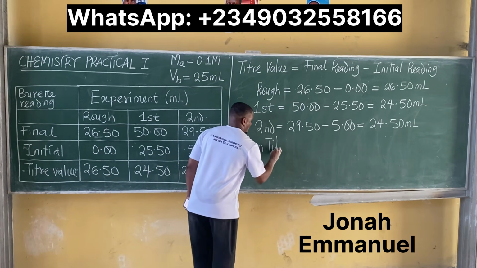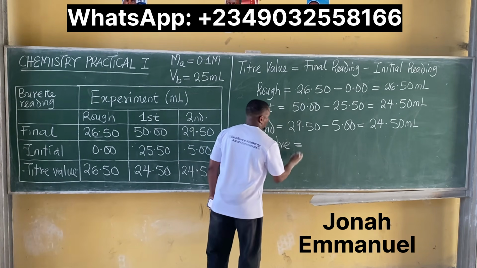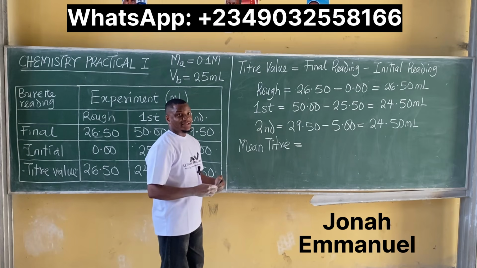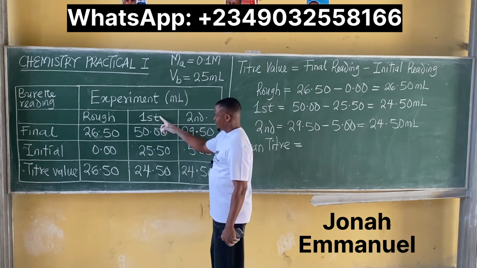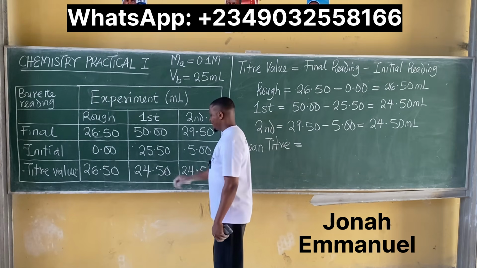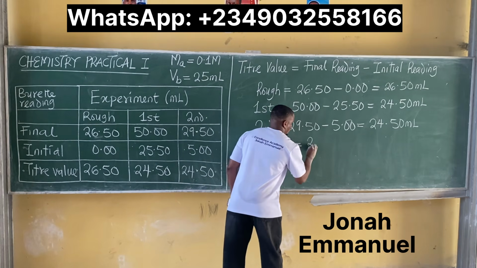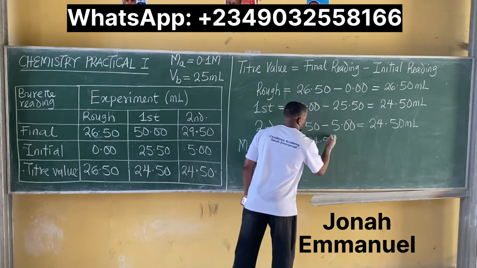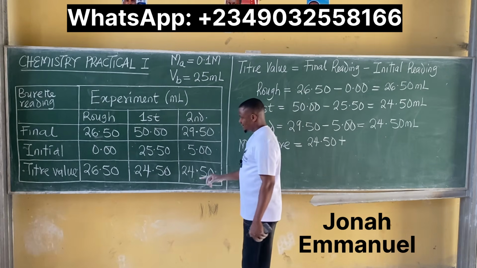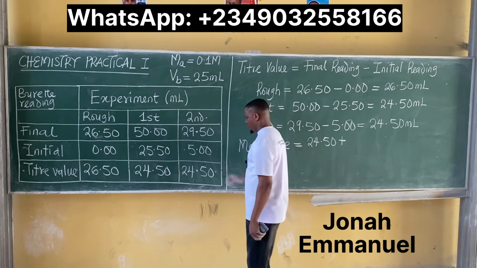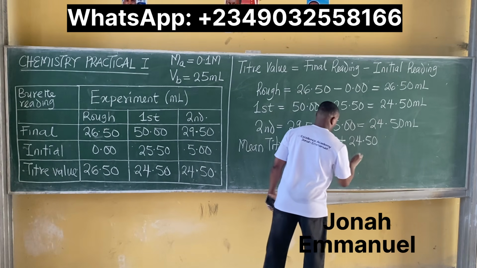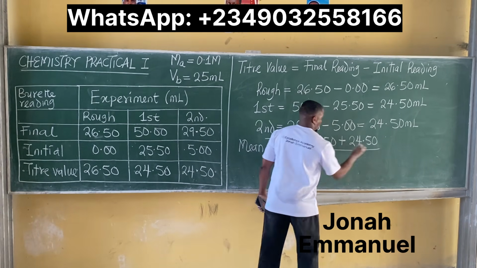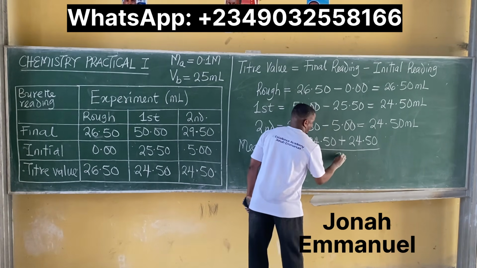Before you do that, they'll ask you to find the mean titer. To get the mean titer, all you have to do is take the titer value from your first reading, which is 24.50, add it to the titer value in your second reading, which is still 24.50, and divide it by 2, since you took a first and second reading.